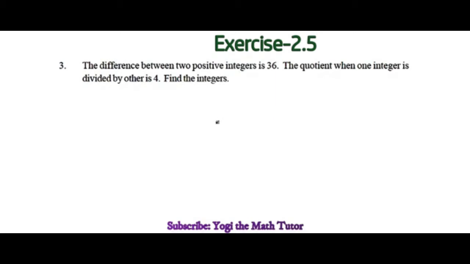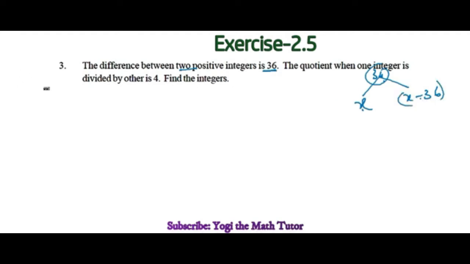The next question: the difference between two positive integers is 36. The quotient when one integer is divided by the other is 4. Find the integers. So now we are taking the two integers. If you take one integer as x, another integer you should take x minus 36. Why? Because the difference between these two integers is given as 36. So one number is x, and you can define another number as x minus 36.